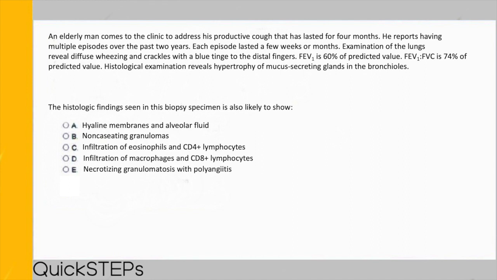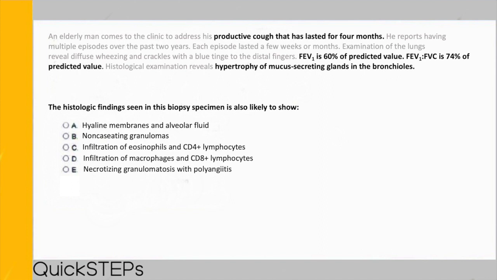Keywords you should have chosen were productive cough that's lasted for 4 months, and FEV1 that's 60% of predicted, which is low, and FEV1 to FVC ratio of 74%, which is low, and hypertrophy of mucus-secreting glands in the bronchioles. If you could, try to find what condition this is, and if not, then you have to resort to ruling out the answer choices, so let's do just that.